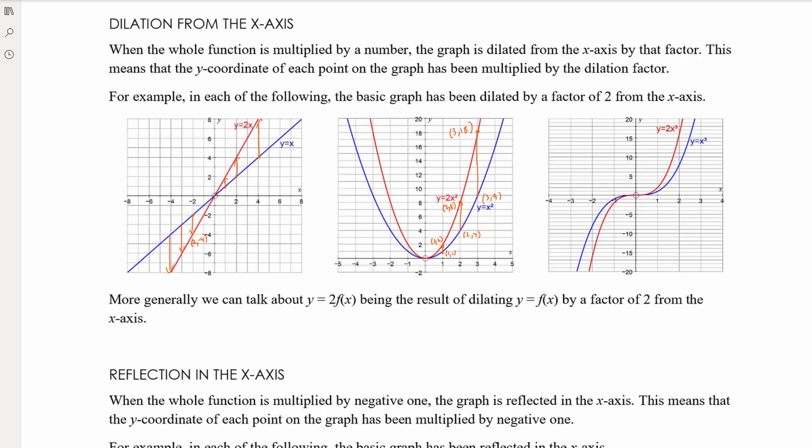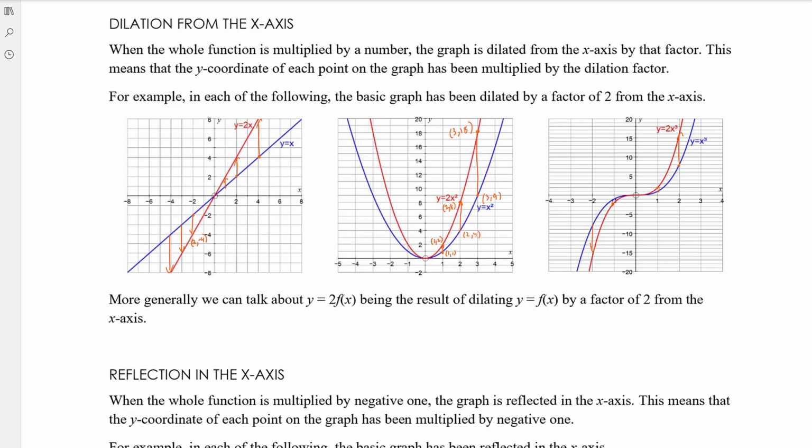Okay, so the cubic is the same. It goes through (1, 1), we double the y value, 2 times x cubed goes through (1, 2). It goes through (2, 8). We double the y value, 2 times x cubed goes through (2, 16). So we're stretching, dilating away from the x-axis by a factor of 2, and what that's doing to every point on the graph is it's doubling its y-coordinate.